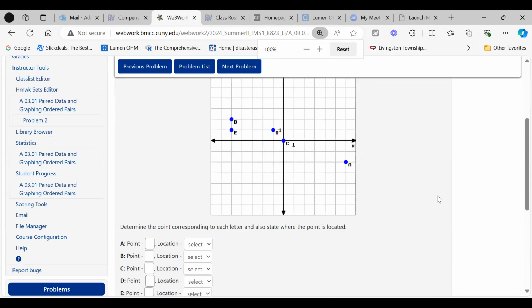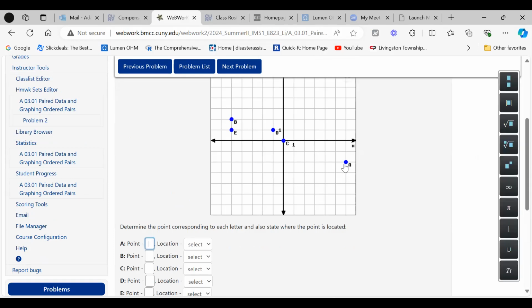All right, so we're finding a point, and then you want to determine the location here, right? Point A will be the coordinate. Determine the point corresponding to each letter. Also state where the point is located.